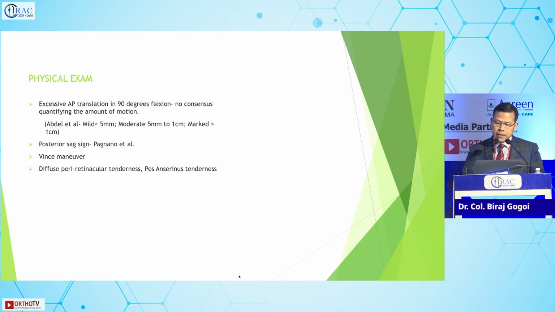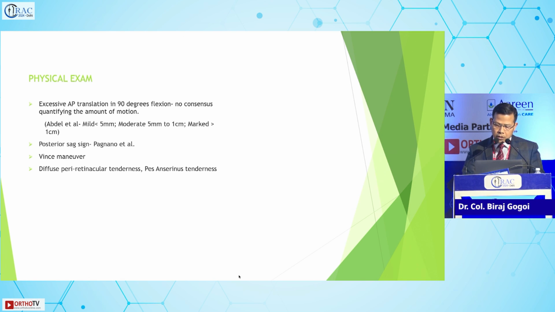However, there is no consensus regarding quantifying the amount of motion. Abdel et al. have suggested mild as less than 5 millimeter, moderate 5 to 1 centimeter, and marked is more than 1 centimeter. And Pagnano et al. have described a posterior sag sign, like the one which you get to see in the PCL tear.